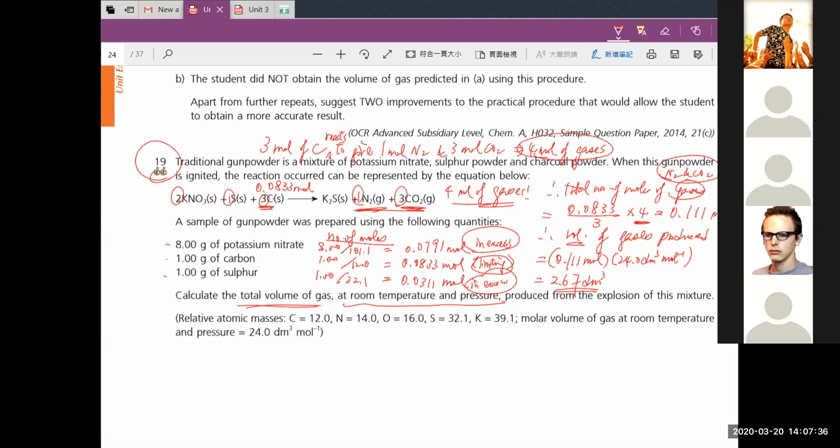Because according to Avogadro's law, the number of moles of any gas is reflected in its volume, irrespective of the nature of the gas. So you can use this data to calculate as a batch and multiply by the molar volume of a gas to get the total volume of the gases produced. Okay, is that clear? So here comes 2.67 dm cube.